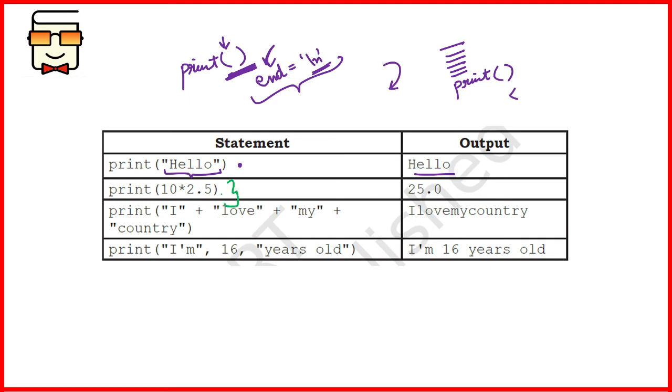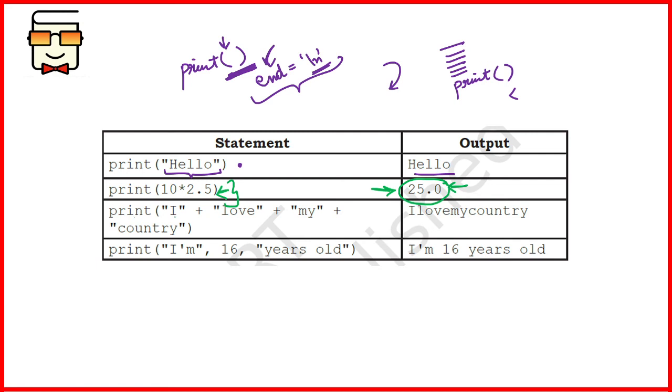Okay, so coming to the second example, the second example says print 10 into 2.5. As I mentioned, the expression would be first evaluated. So this particular expression evaluates to 25.0, and this would be displayed on the screen. This expression will not be displayed. The evaluated value of this expression will be displayed on the screen by the print statement.